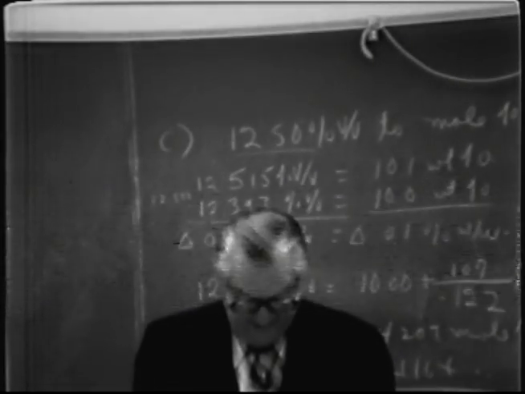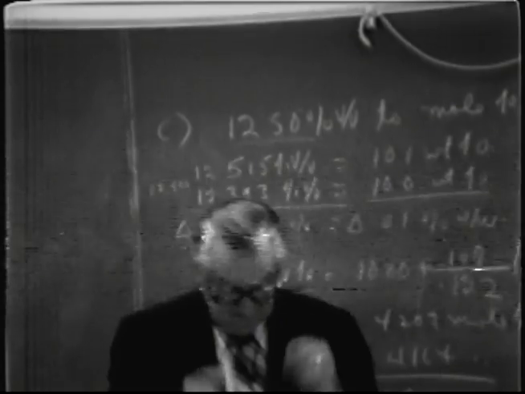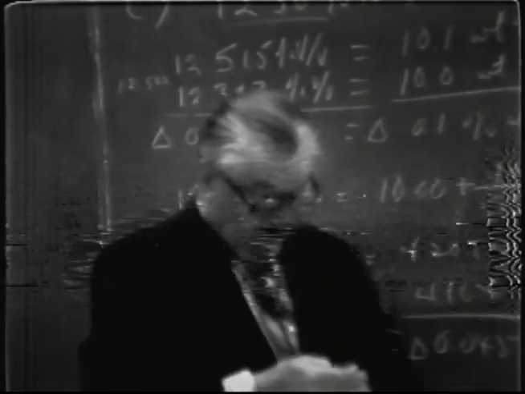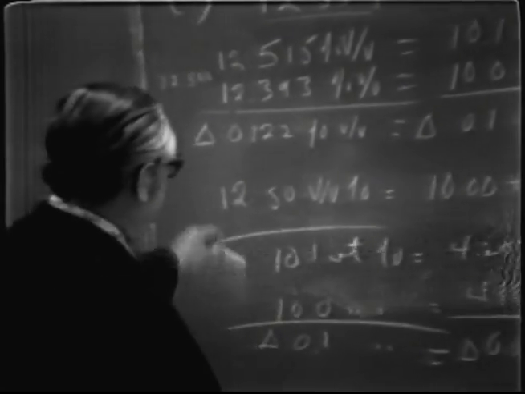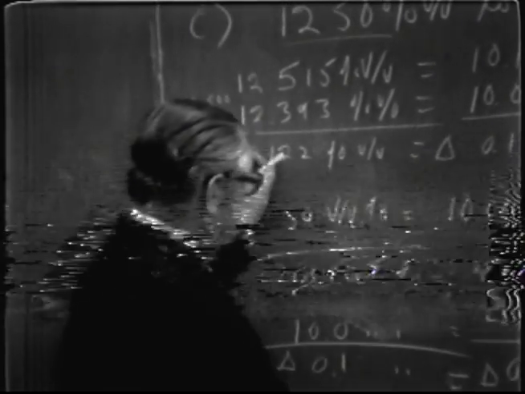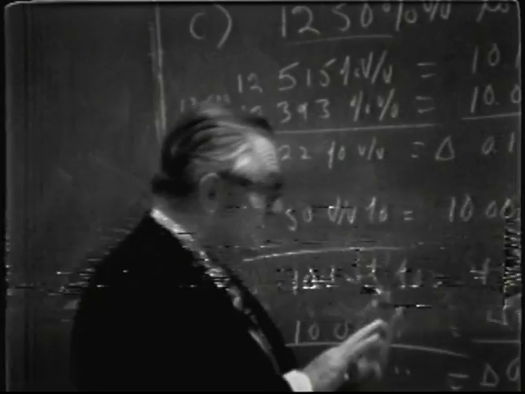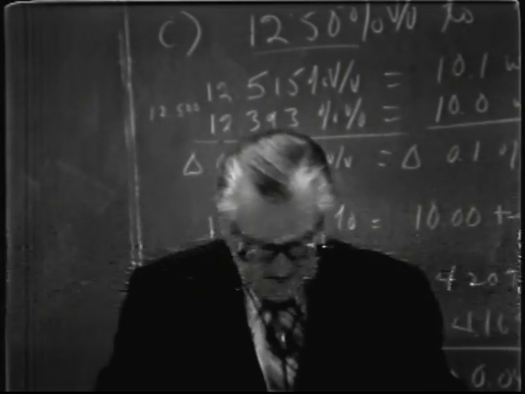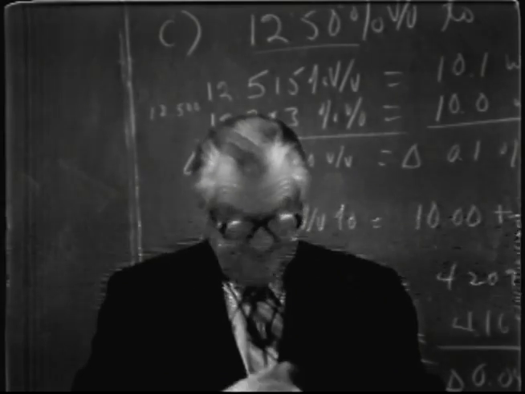So generally speaking, then, you write down the two values here out of the table and get the difference here, so as to be able to get the fractional interval for the interpolation.